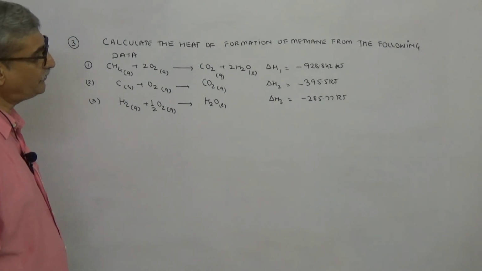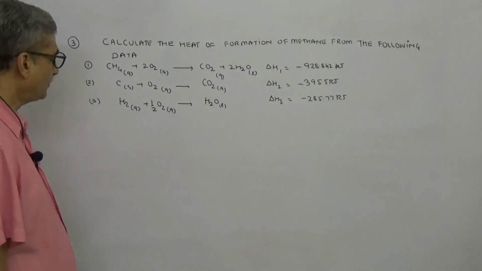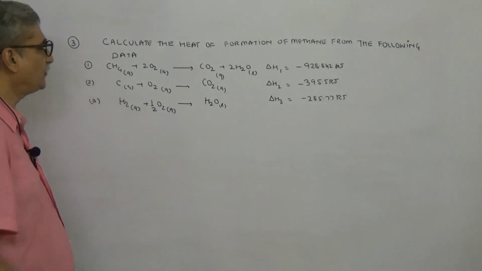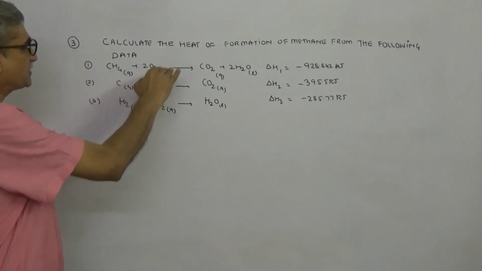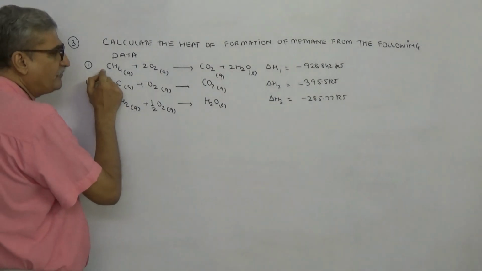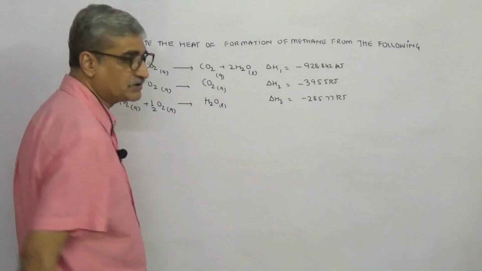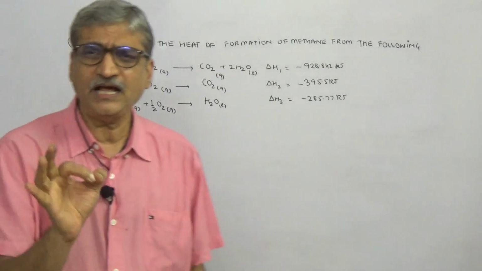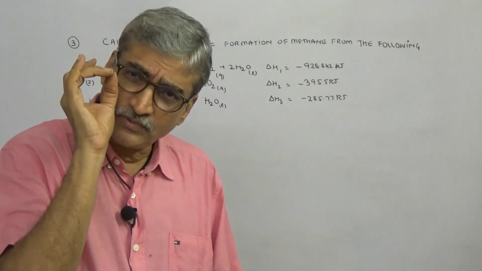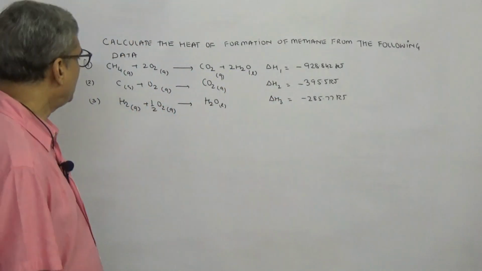Now let us look at the third sum. Calculate the heat of formation of methane from the following data. What do we have? See, methane, CH4, the first equation that they have given is heat of combustion of methane, because 1 mole of methane is forming carbon dioxide and water. So whenever any hydrocarbon burns in air, it is supposed to form only carbon dioxide and water.